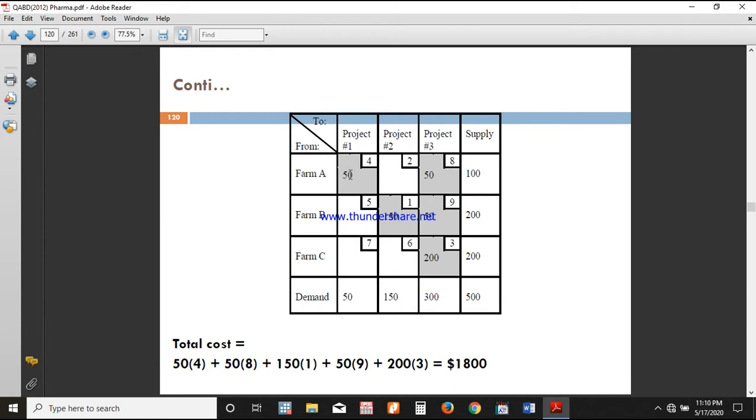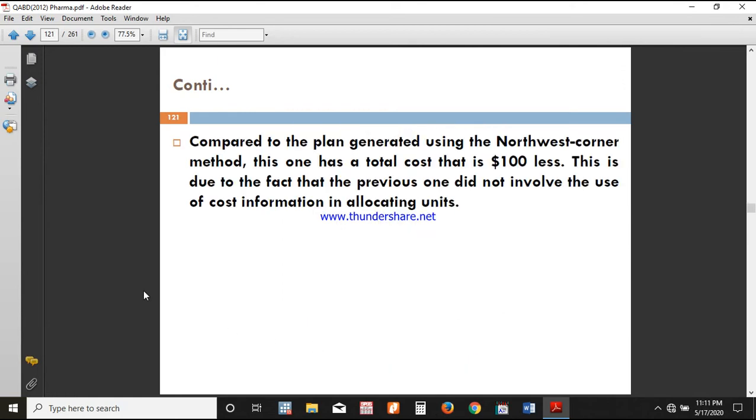Already, which is occupied by project 1, 50 cubic tons. Therefore, this is fully exhausted. The next least cost is 9, 50. You can allocate the remaining value. Therefore, the total cost will become 1,800. Then, comparing the previous northwest corner approach, now this is the least one, because it is considering the cost issue in this to find the total cost.